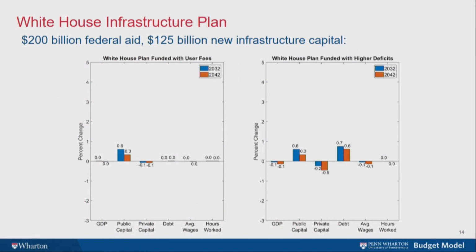Okay, with that background, I'd like to talk a little bit about how our analysis works here. So let me start with the White House plan, which begins with about $125 billion of new infrastructure capital. Let's start on the left side, which is the left panel, which is the plan funded by user fees, and we have 2 different bars. The blue bars are 2032, so that's 15 years out, and then the orange bars are 25 years out. And you can see they're all very small.